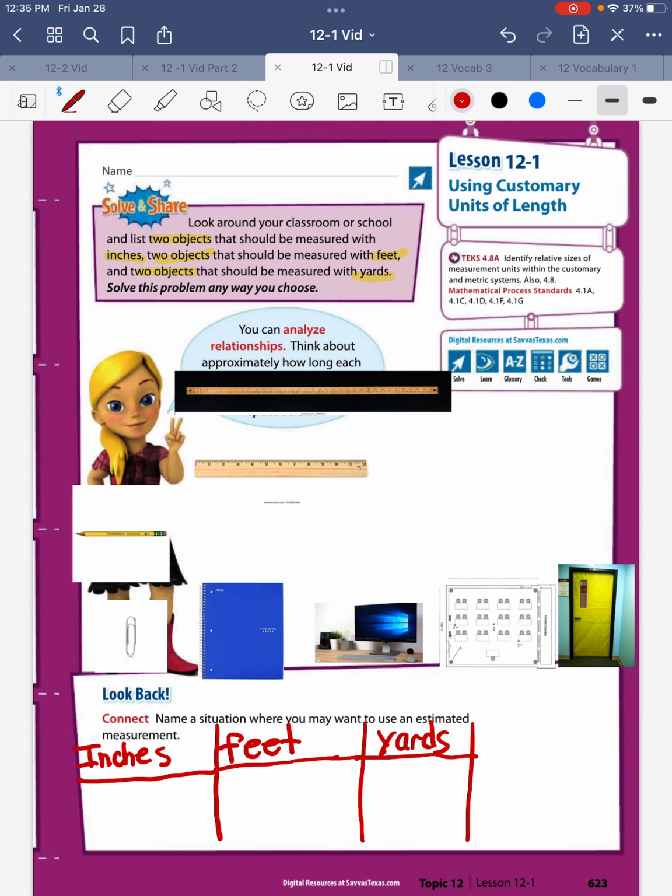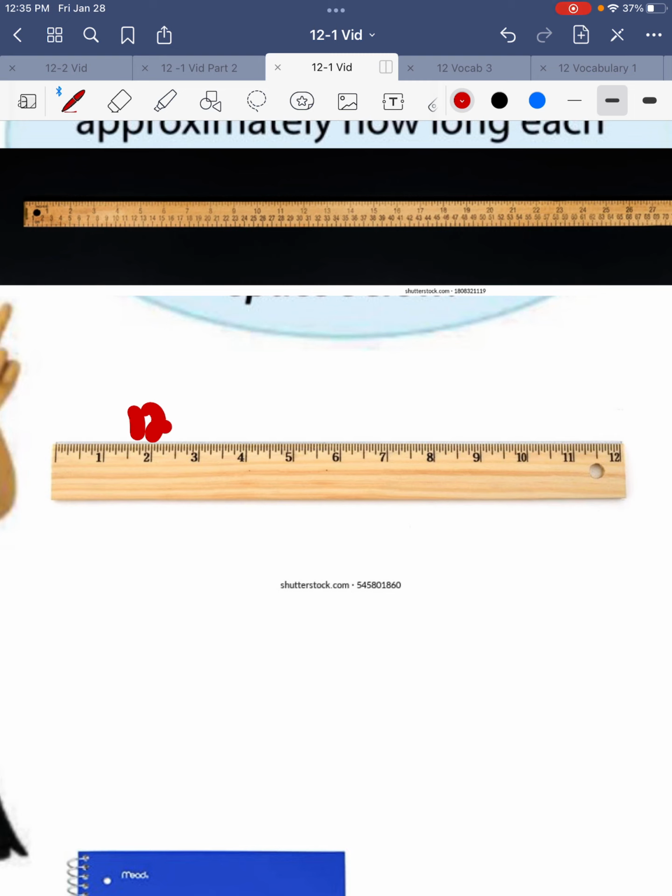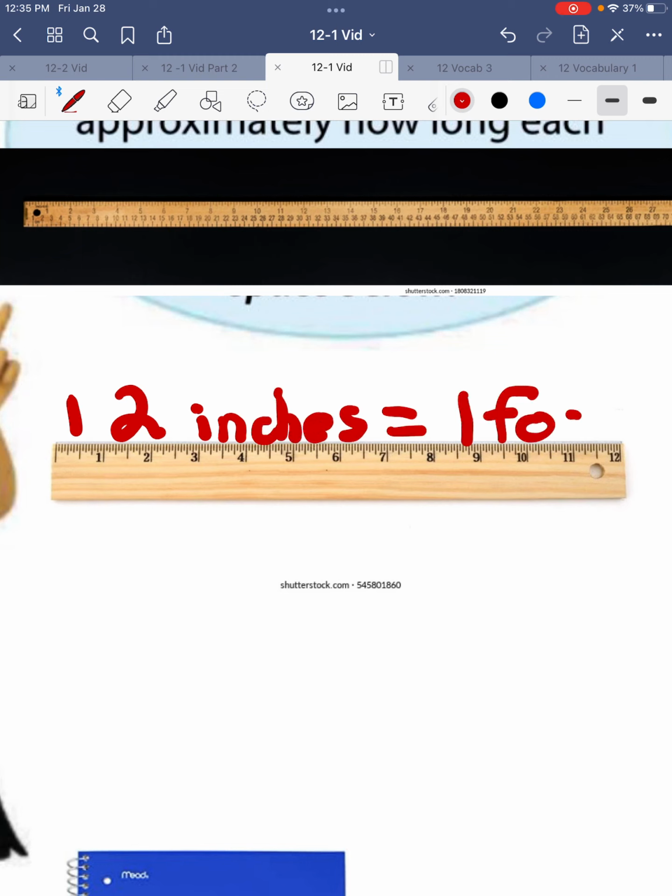So if we look here, we have a regular ruler, okay? On a regular ruler, we have our inches. So this is an inch. This is another inch, another inch, another inch, and so forth. In a regular ruler, we have 12 inches. So 12 inches is equal to 1 foot, okay?